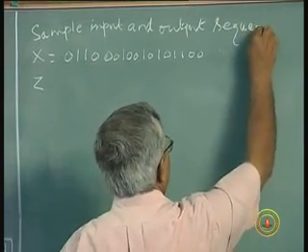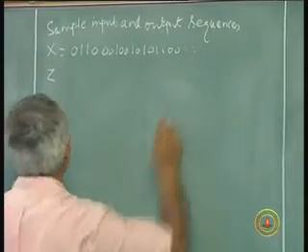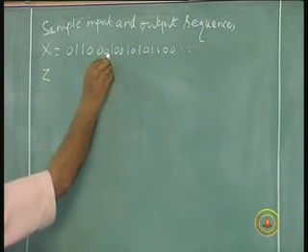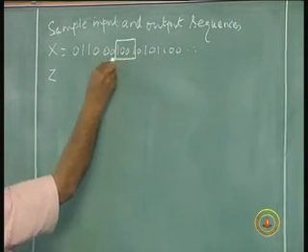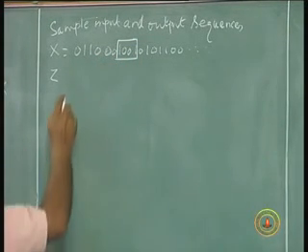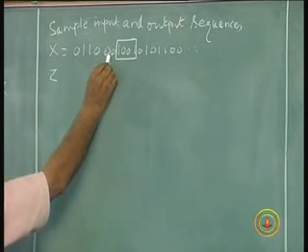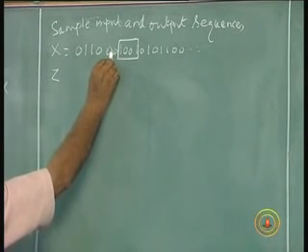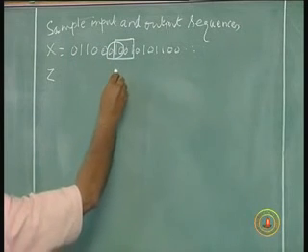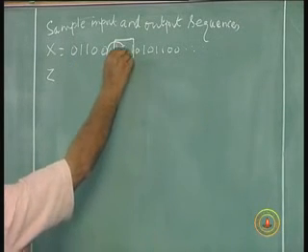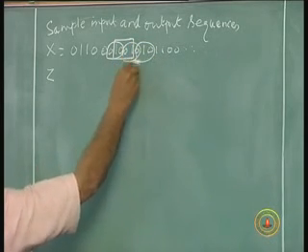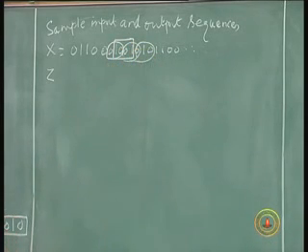Sample input and output sequences. So we are looking for this pattern 1 0 0 1. Here is there, or 0 1 0. That's a 0 1 0 here, right? That is a 0 1 0 here, 0 1 0 here. Right?